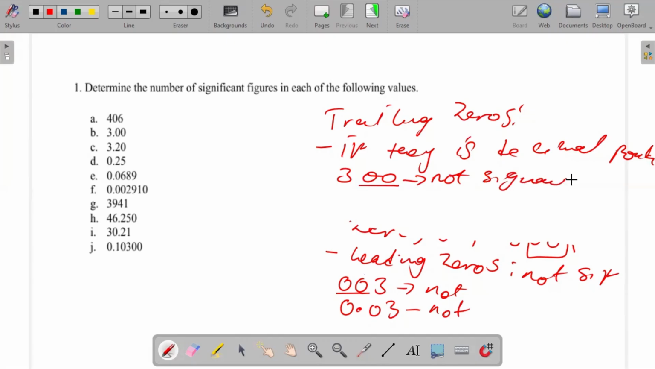They are not significant figures, okay? But if you are having a decimal point, let's say we have 3.00. You notice that, yes, they are trailing zeros. Yes, they are appearing after a non-zero number, but there's a decimal point. So that decimal point makes these zeros significant figures. So in this case, we are going to have 3 significant figures in that number.